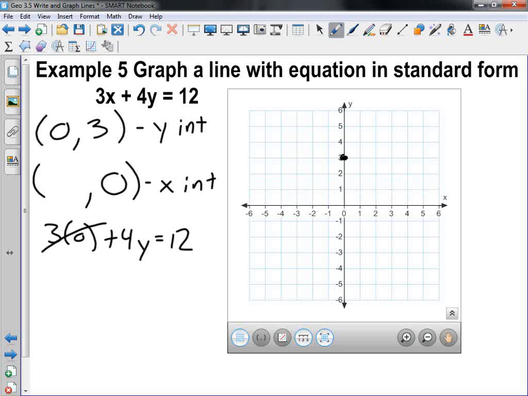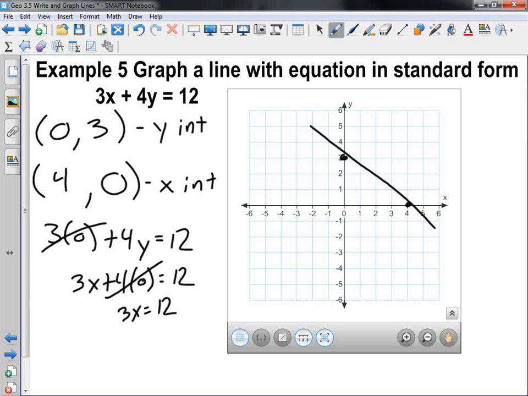To do the x-intercept is the other way around. So for the x-intercept, I'm going to plug in 0 for y. So I get 3 times x plus 4 times 0, and that's equal to 12. What happens to the 4 times 0 part? It goes away because it all equals 0. And I get 3x is equal to 12. Divide by 3, we get 4, which is (4, 0). I have 2 points. I can connect the dots, and then I have my line.